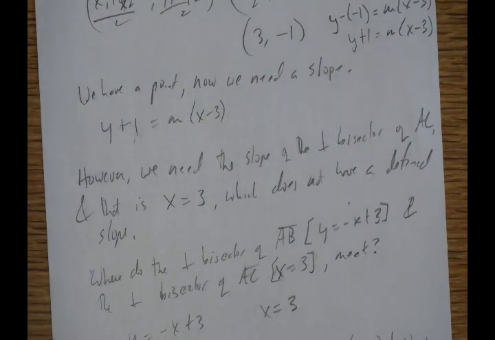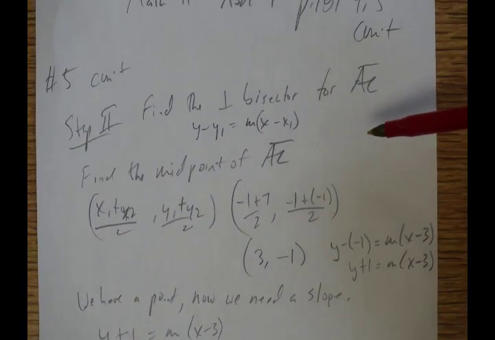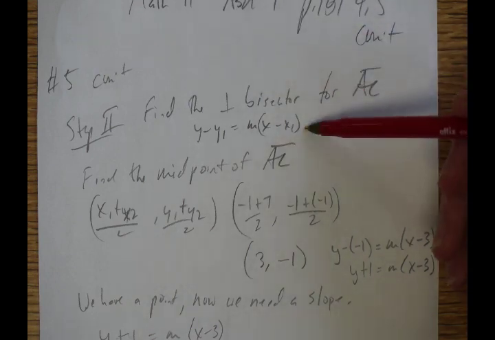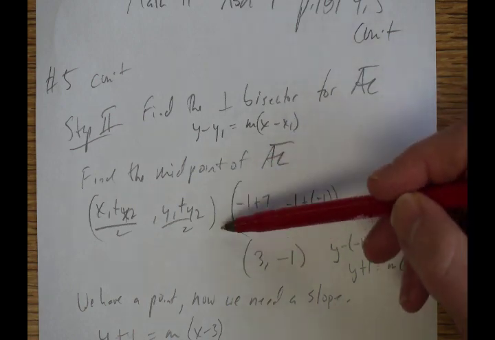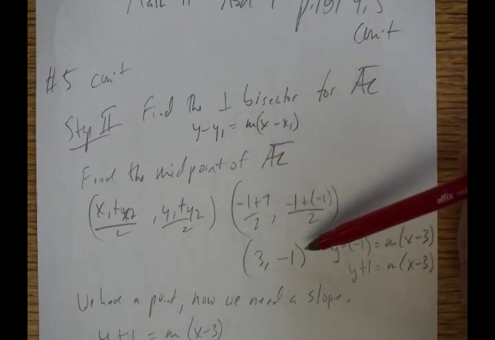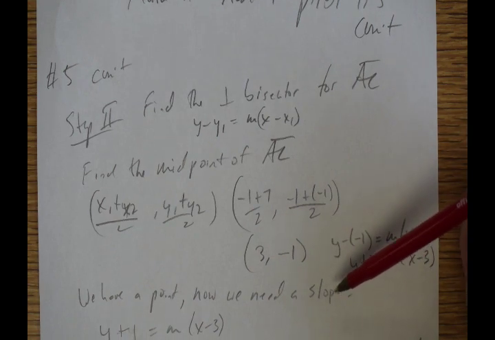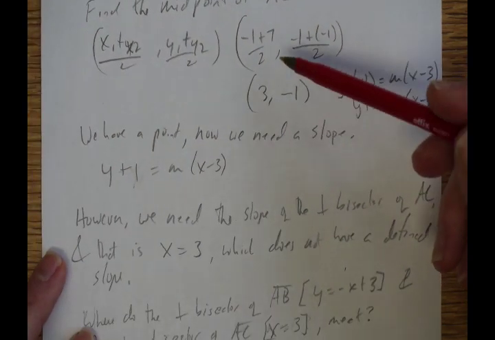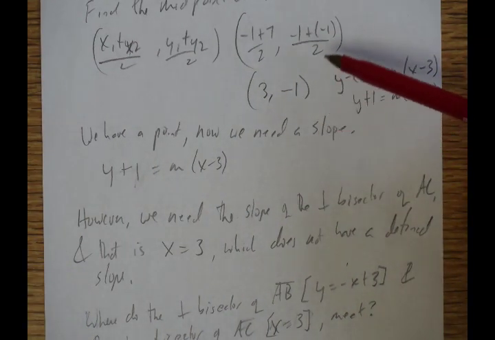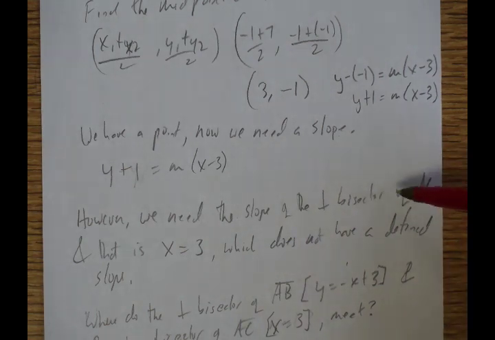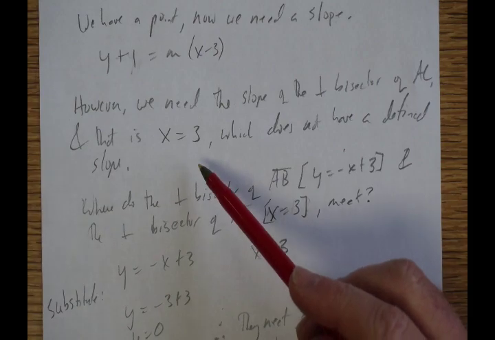So let's go on here. Now we're going to find the perpendicular bisector for AC, and again, I'm going to use my point slope form, so I need a slope and I need a point. So let's go with the point first. I'm going to find the midpoint of AC. That's 3, -1. Then, because it's point slope form, I need a slope. There we go. And we need the slope of the perpendicular bisector of AC.